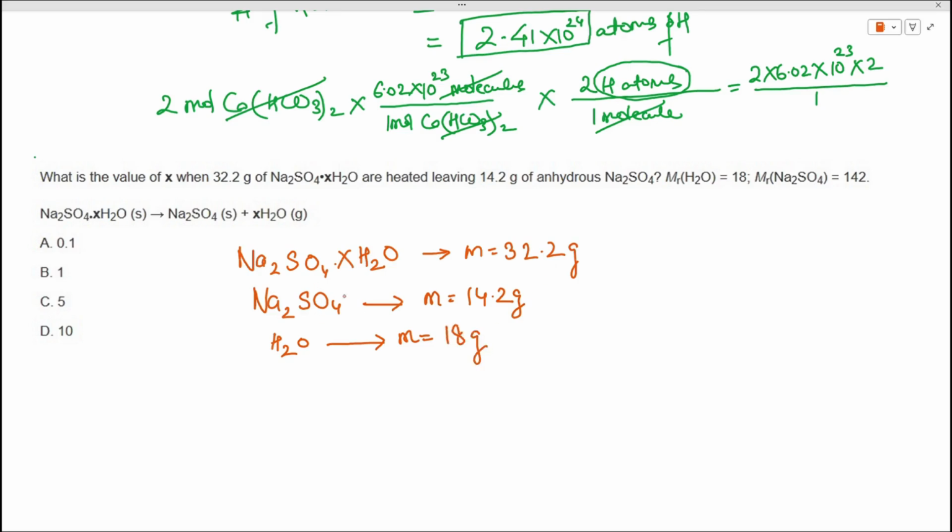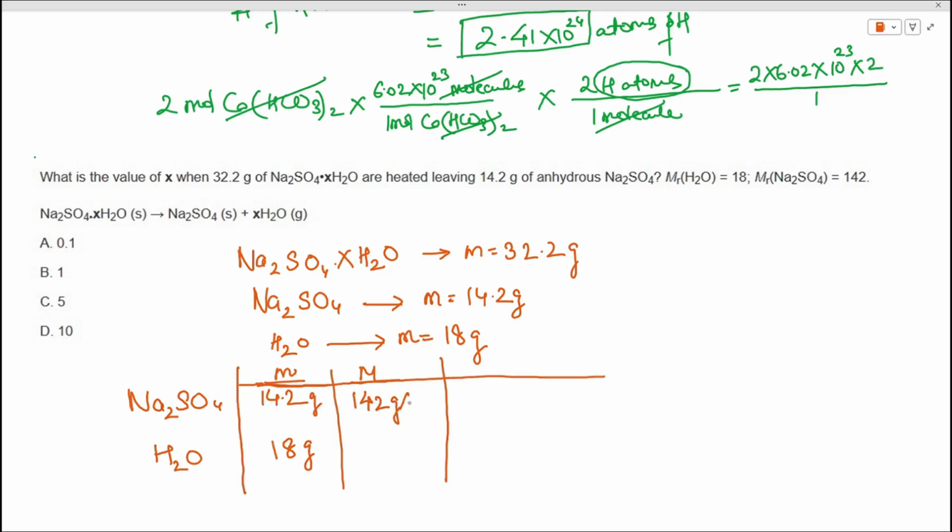Now, because we've got the mass of the anhydrous part and the water, we can figure out the value of X. So we'll take Na2SO4 and H2O. The mass of each one is 14.2 and 18. Now we'll get to the molar mass. The molar mass of sodium sulfate when calculated is 142 grams per mole. Water is 1 times 2 plus 16, which is 18 grams per mole.